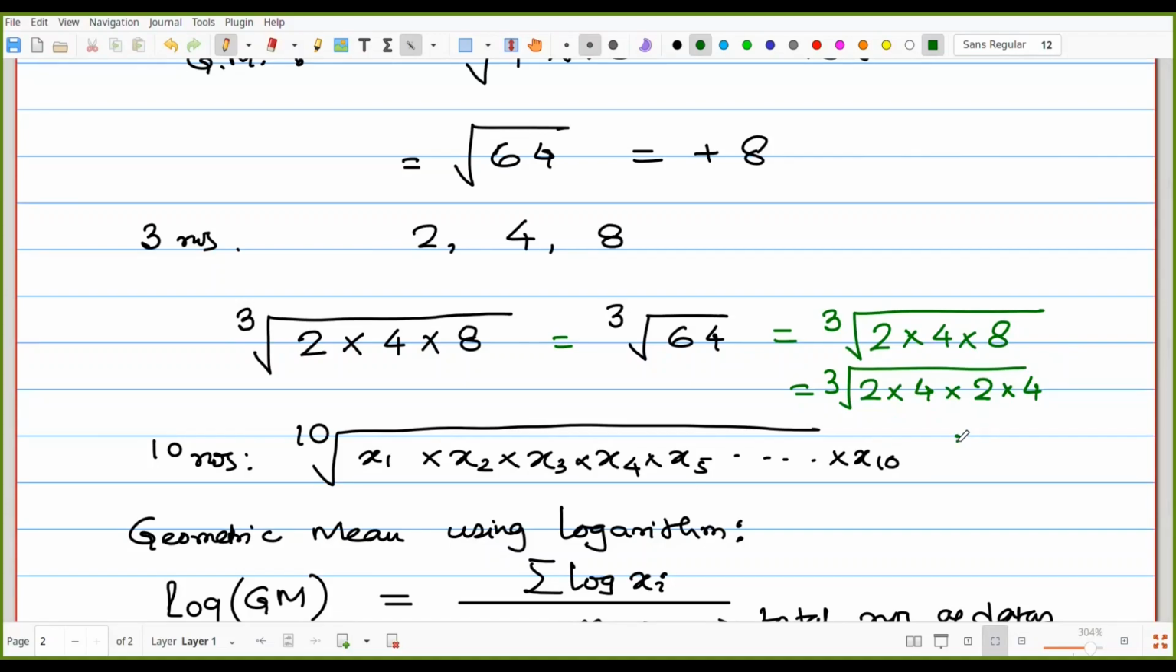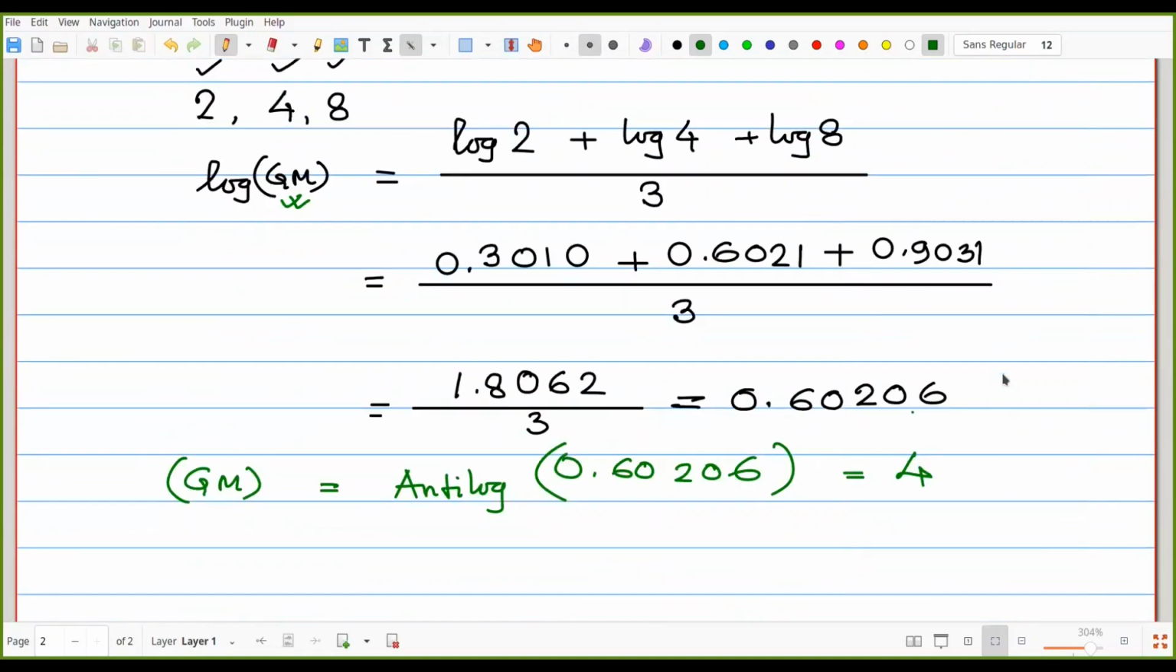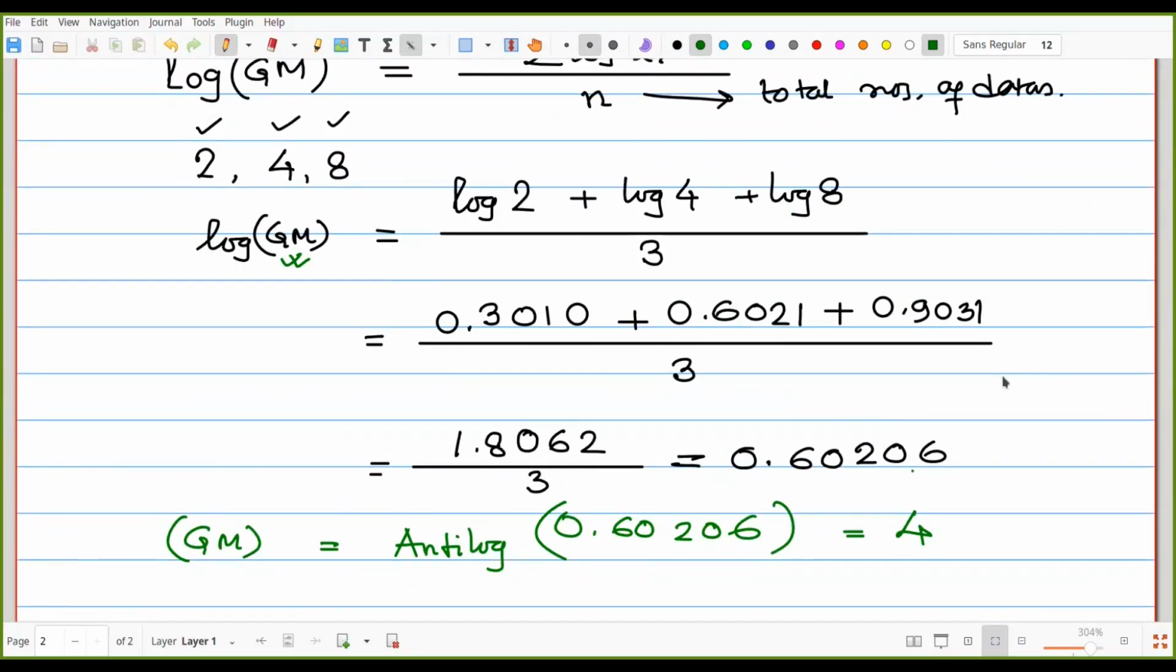So that one is equal to cube root of 4 into 4 into 4. That means 4. But when there are 3 numbers only, that is possible. When there are 4 numbers only, we can factorize again. We can proceed. But if there are so many elements or data, it is not always possible to factorize in that way and find out the cube root. Then there is the better way: use the logarithm to find out the geometric mean.